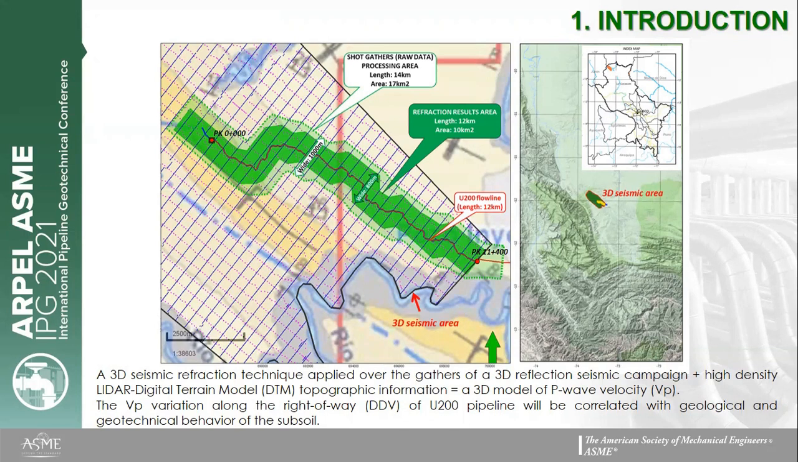The P-wave velocity variation along the right-of-way of the pipeline will be correlated with the geological and geotechnical behavior of the soil. The pipeline is approximately 14.4 kilometers long by 1.5 kilometers wide of area of influence and is located in the complex Peruvian jungle.